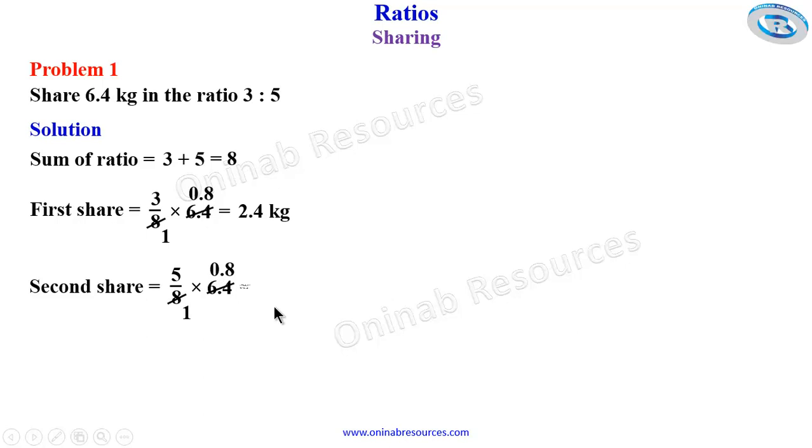Multiplying this, we have 4.0 kilograms. So if you see now, if you add 2.4 and 4.0, you have 6.4 kilograms. Alternatively, to get the second share, after getting the first share, you could have just said 6.4 minus the first share, which is 2.4, which would have still given us 4.0. So that's all for problem 1.